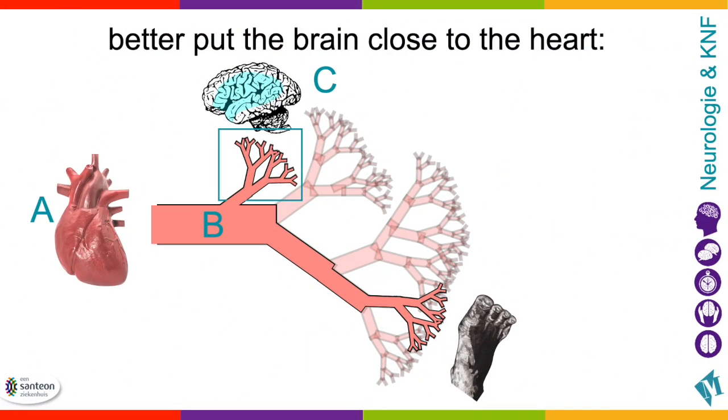So it may be no surprise that the brain has been positioned close to the heart. The brain is the most demanding and energy-consuming tissue in the human body, so it requires a low resistance to blood flow. Distant parts of the body require less.